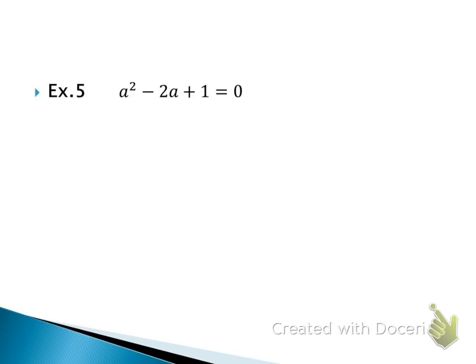What method do I use to factor this one? The x method. Taking it easy on us today. What number goes in the top? A positive 1. In the bottom? A negative 2. I need to multiply to positive 1 while adding to negative 2. Both of them are going to be negative 1.